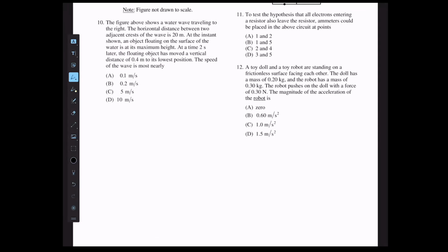A toy doll and a robot are standing on a frictionless surface. Okay, so 0.2 and 0.3. The robot pushes with 0.3 newtons. So that means 0.3 newtons are exerted back. And then F equals ma. So 0.3 newtons equals 0.3 kilograms times a. a is 1.